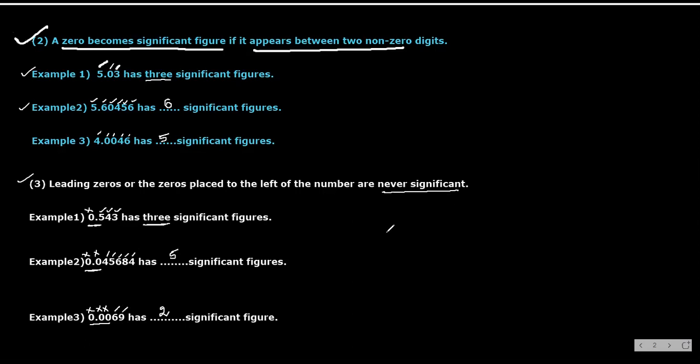One extra example I will take here. In this case, you see. Suppose you have something like this: 0.004060. Okay. What is that?